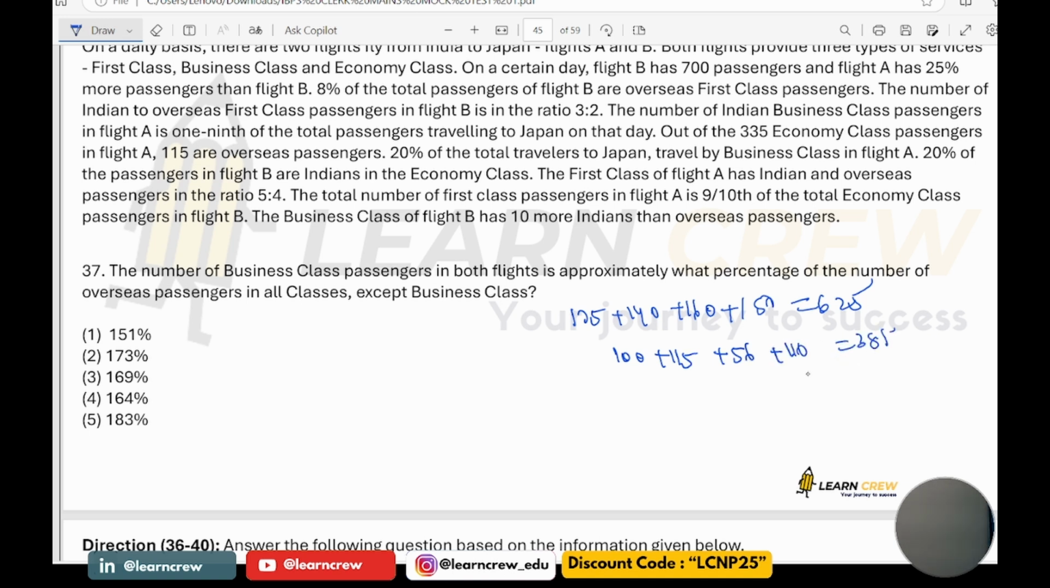So now the question is, this 625 is what percentage of 381, which is less than 175 percent and more than 150 percent, so you have multiple options. So 625 divided by 381 into 100. How much are you going to get? 25 fours are 100, so it is more than 164. 164 percent is the answer.